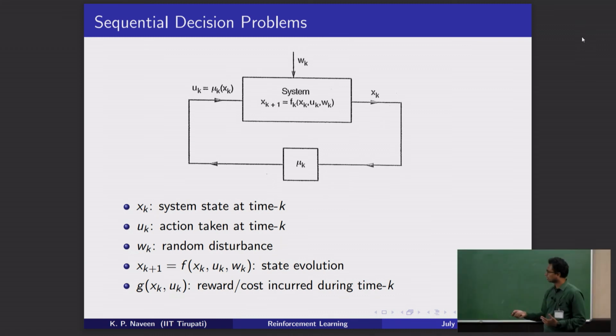Now, one important point is I have not shown WK here. You just think of it as the average reward that you are going to incur. I have just incorporated it into this cost term itself. In general it could be a function of WK also. I have just taken the expectation over all possible WKs, and this is the average reward.